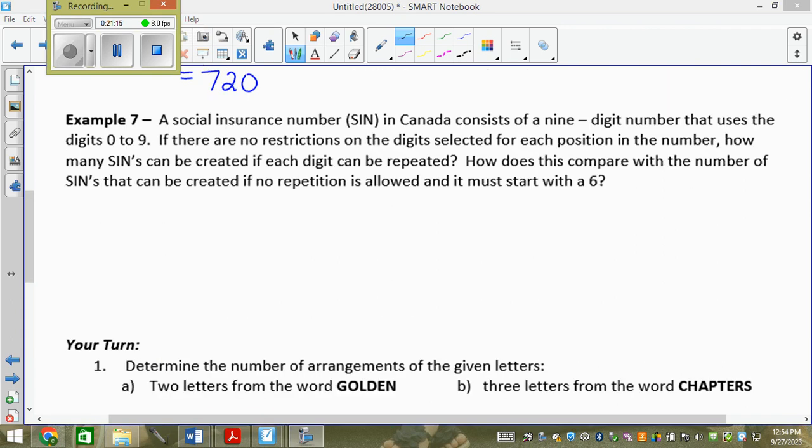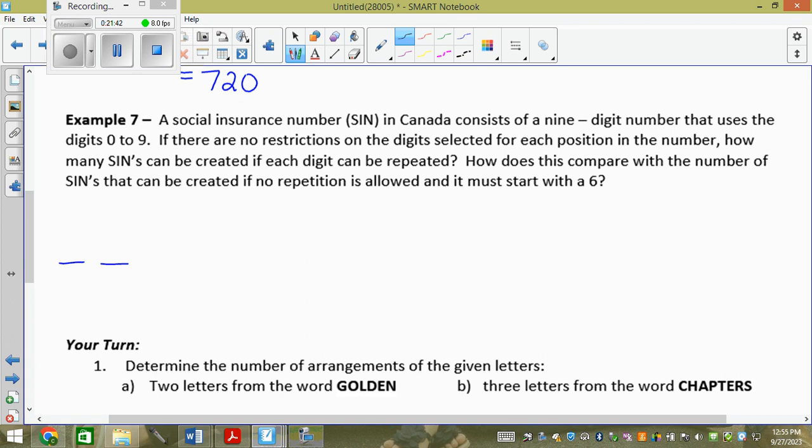Example 7. A social insurance number, a SIN in Canada, consists of a 9-digit number that uses the digits 0 to 9. If there are no restrictions on the digits selected for each position in the number, how many SINs can be created if each digit can be repeated? Then it says, how does this compare with the number of SINs that can be created if no repetition is allowed and it must start with a 6? So let's do the 9.